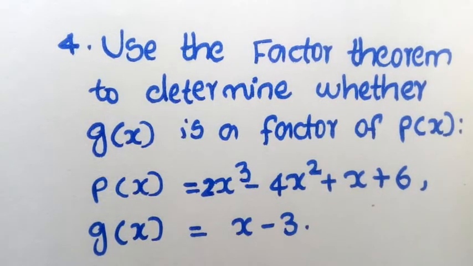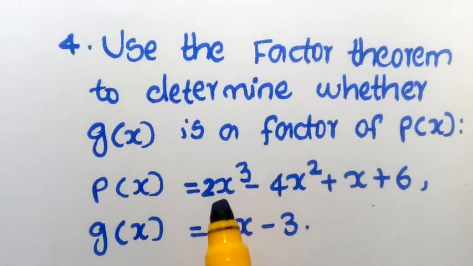Next question. Use the factor theorem to determine whether g of x is a factor of p of x. p of x is equal to 2x cube minus 4x square plus x plus 6 and g of x is equal to x minus 3. Here we have two polynomials p of x and g of x. We need to check g of x is a factor of p of x by factor theorem. Factor theorem states that x minus a is a factor of p of x if p of a is equal to 0. According to the question, x minus 3 is a factor of p of x if p of 3 is equal to 0. Let us check the solution.